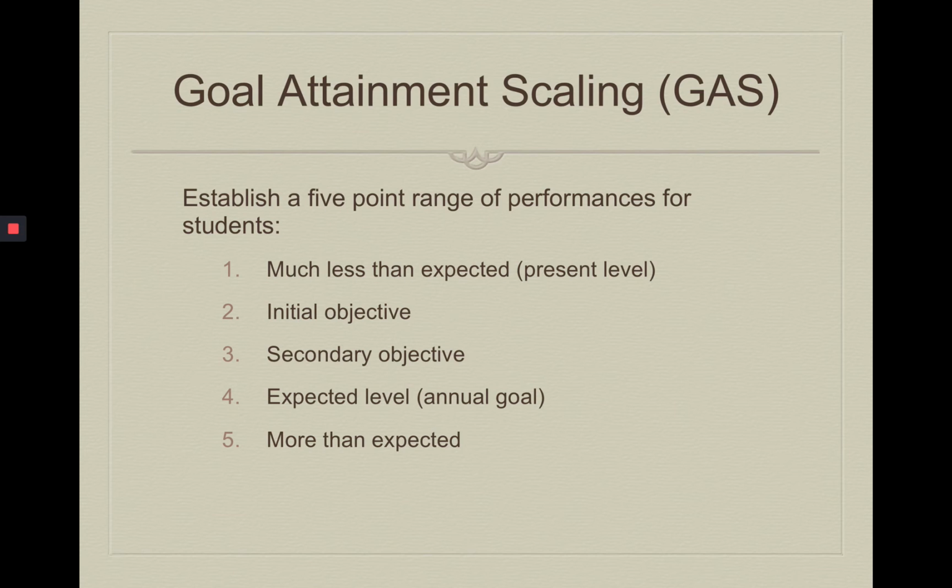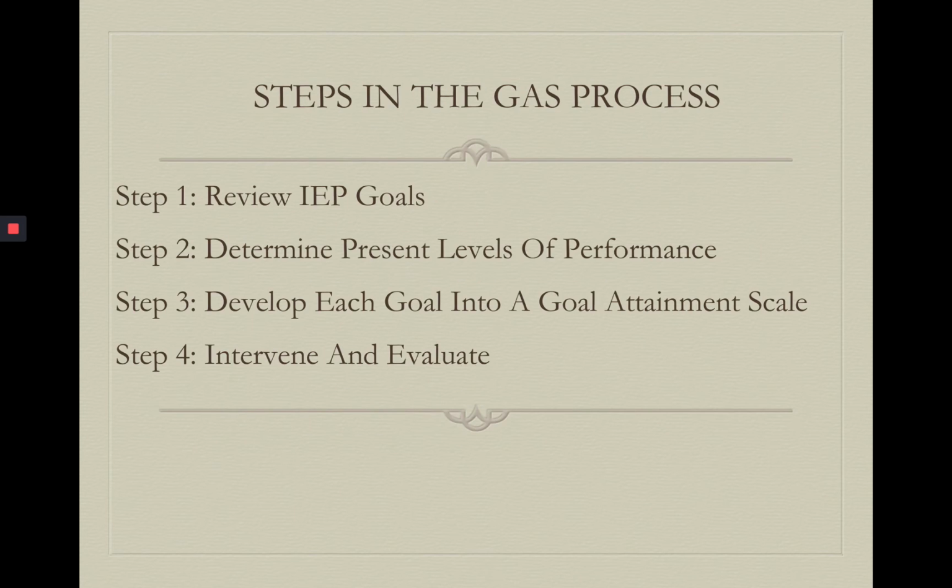Level 2 is an initial objective, something that's a little bit better, making slight progress towards your final objective. The secondary objective is just a little bit more progress. The fourth level is the actual criteria that you set in your objective. And the fifth one is if they can exceed the criteria. So you've essentially taken your IEP objective and scaled it and identified steps that the student can achieve that will get them eventually towards their final objective.